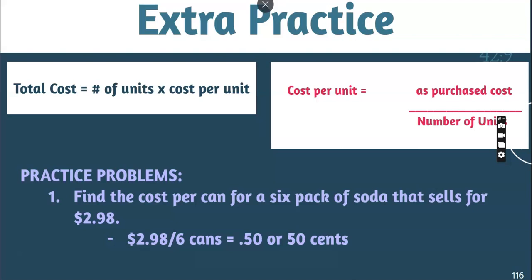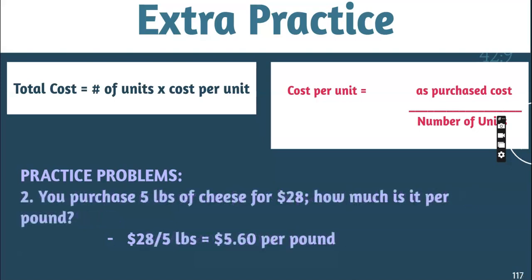All right, so you figure that out. The first one, you find the cost for 1 can by taking your purchase cost, which is $2.98. You divide by 6 because there were 6 units in that, and you're going to get about 50 cents. So that's rounded up. All right, so you record that in your document. Number 2, you purchase 5 pounds of cheese for $28. How much is it a pound? So your purchase cost is that $28. There were 5 pounds in your purchase, so you divide that by 5, and each pound ends up calculating out to $5.60 for 1 pound of your cheese.